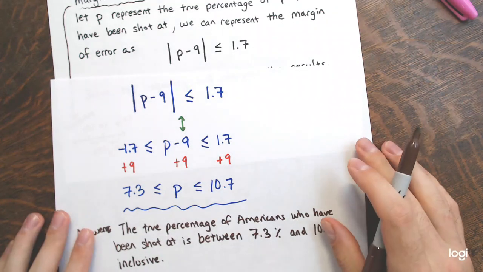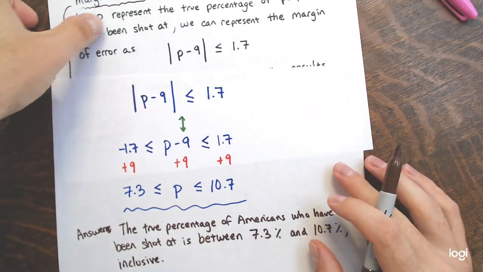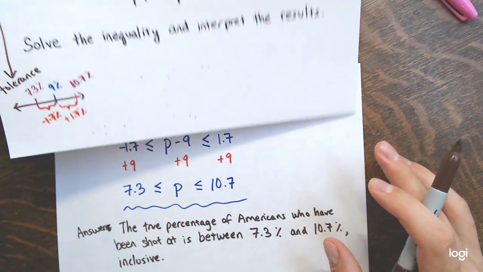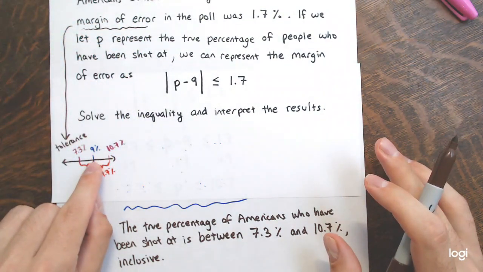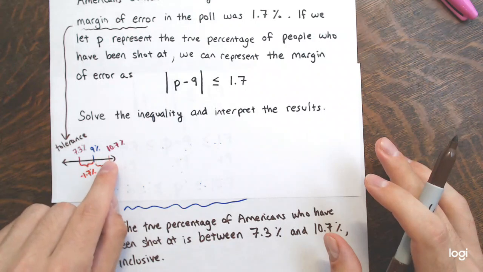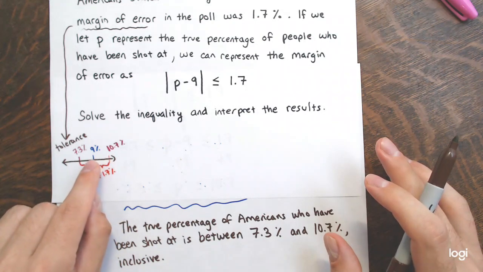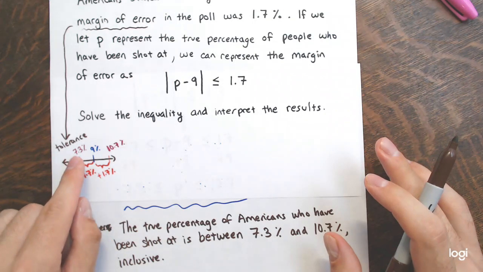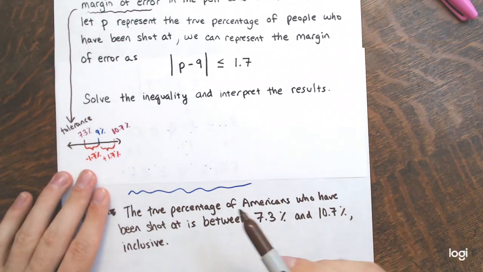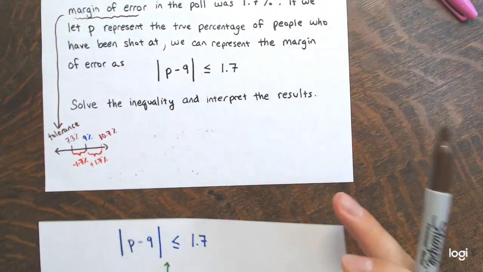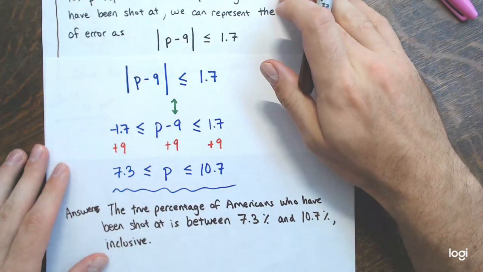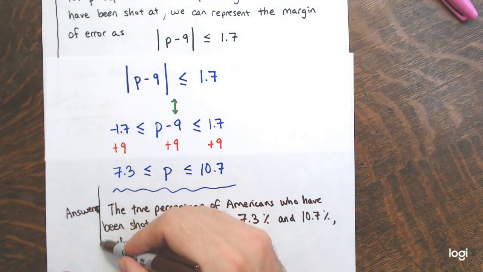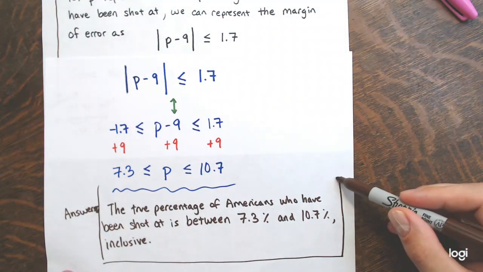All right. And this is exactly what I talked about on the first page of this problem, when we talked about what margin of error means. The poll said 9%, but with a margin of error of 1.7, so you got the give or take 1.7% around 9%, and you see my 7.3% and 10.7% there in the picture from the first page. Well, that's exactly what we're getting here with our solutions to this inequality. So there you go. This is the way I would answer this.